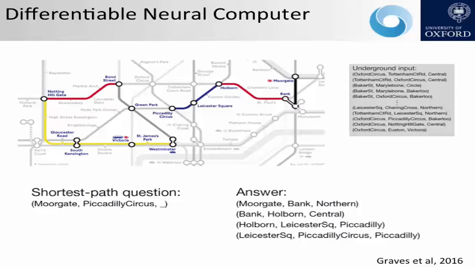On each training cycle, the network receives symbolic inputs that describe the graph as a series of nodes and edges, and it's then provided with a start station like Moorgate and a destination station, Piccadilly Circus, and a query, and it has to spit out the shortest path between these as a series of nodes and edges. And unlike other architectures, for example LSTMs, it's able to do this accurately with fully end-to-end training.